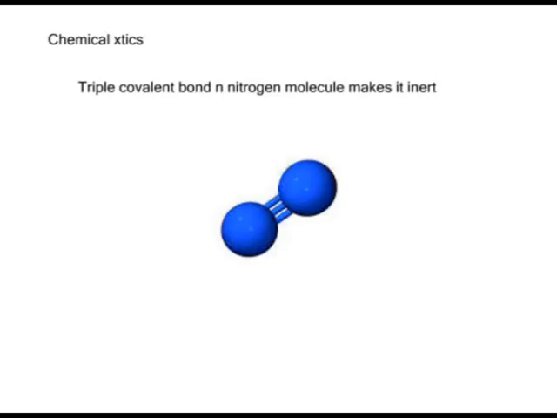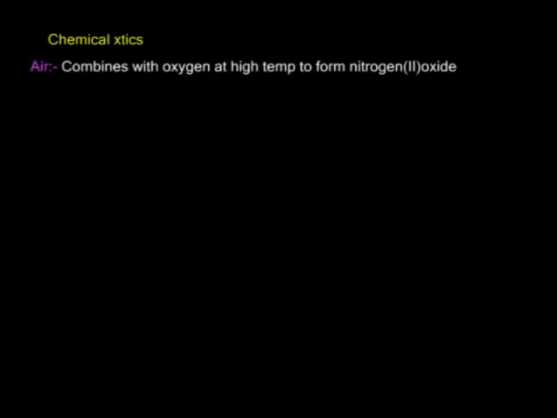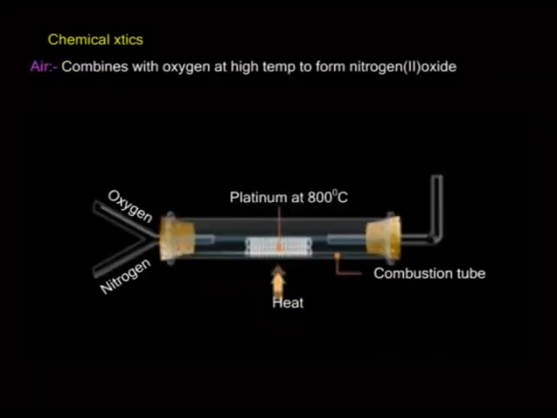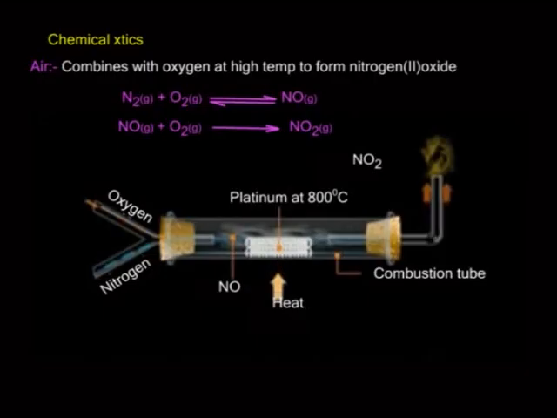Nitrogen does, however, react with some substances under certain conditions. In air, nitrogen and oxygen will combine when heated to a high temperature in the presence of a platinum catalyst to form nitrogen 2 oxide. This is a reversible reaction. The nitrogen 2 oxide is immediately oxidized further by more oxygen to nitrogen 4 oxide. Nitrogen 2 oxide is formed in the atmosphere during thunderstorms under the influence of heat produced by flashes of lightning.